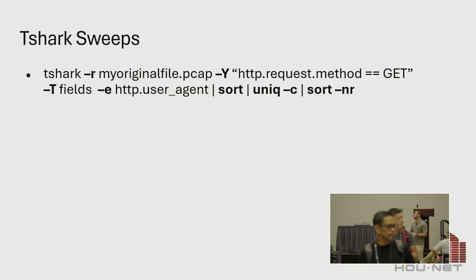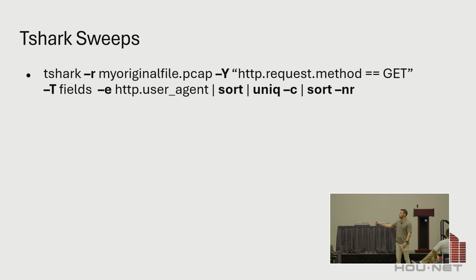I mentioned sweeps. Here is one example of what that looks like. There's plenty. Again, if you've taken my class, you know I love the user agent string. It's my favorite HTTP header. So we use the -T fields switch to say we want to display only the fields from our results. So we're looking for when http.request.method equals GET, only GET requests, and I want to extract, that's what that lowercase -e says, only the user agent. Give me only the user agent strings. That's all I care about in my whole PCAP.